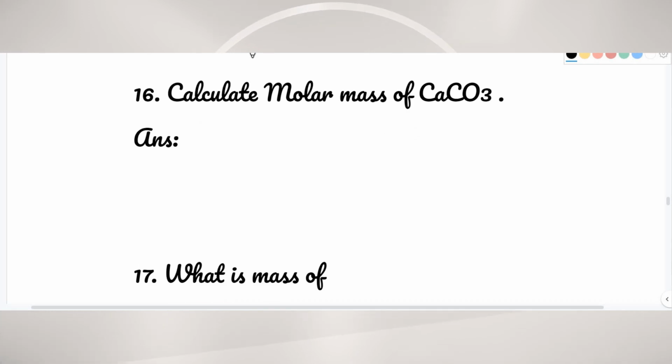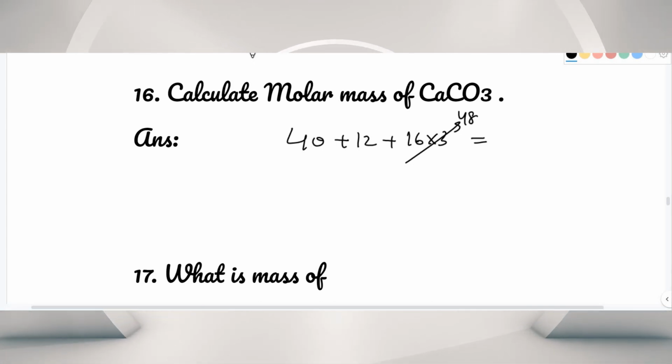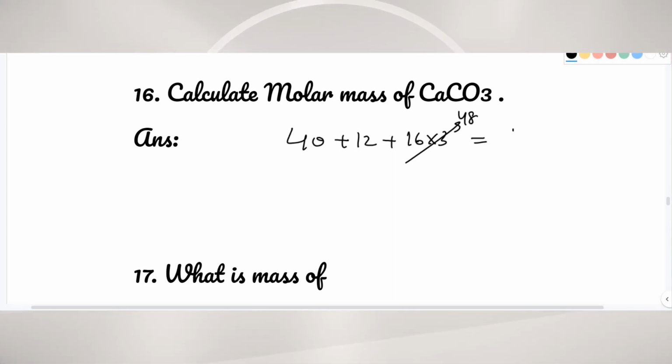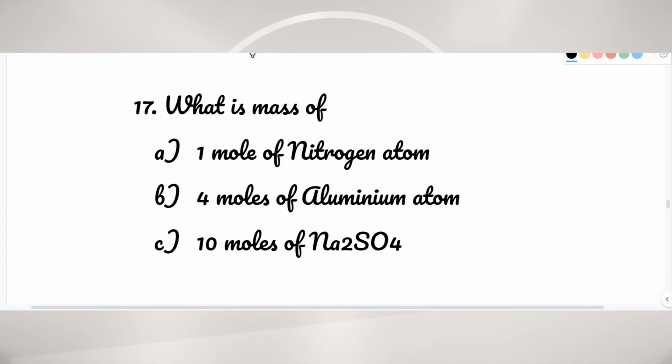Calculate molar mass of calcium carbonate. Calcium is 40, carbon is 12, oxygen is 16, but you multiply by 3. That turns out to be 48 plus 40, that is 88 plus 2, 90 plus 10, 100. 100 is the molar mass. It is in grams. Okay.